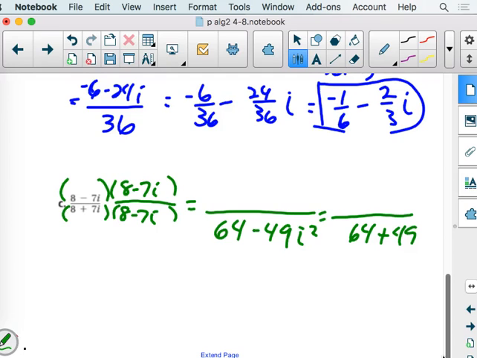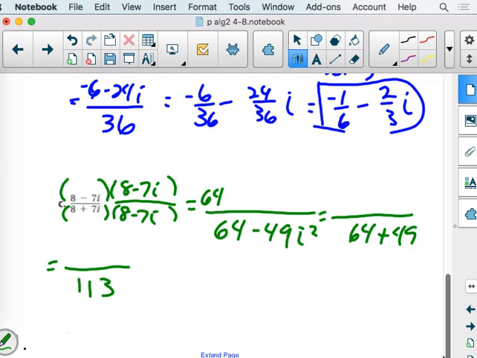So it'll be 64 plus 49, which doesn't make us happy because that's a really nasty 113. Oh well, it's not i anymore. I mean, that's the good part of this. Abby, please, attention. 8 times 8 is 64.